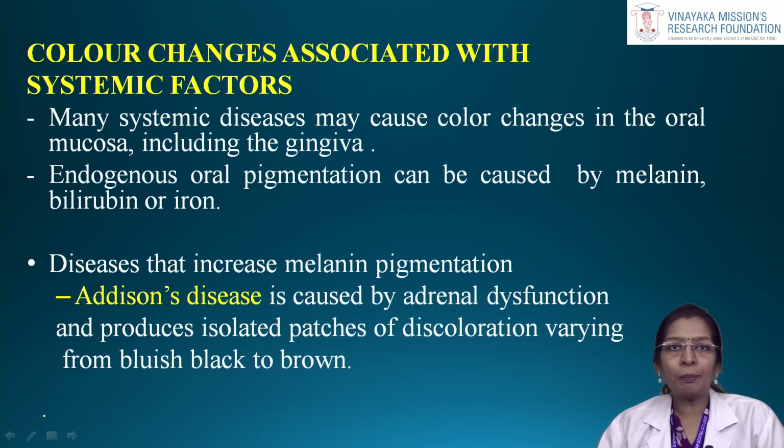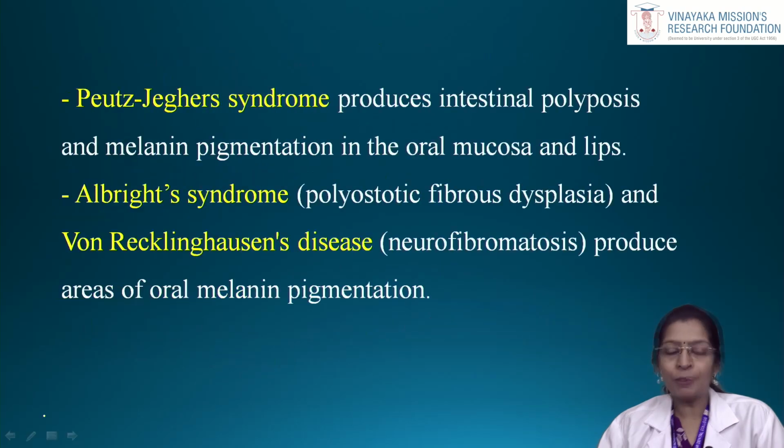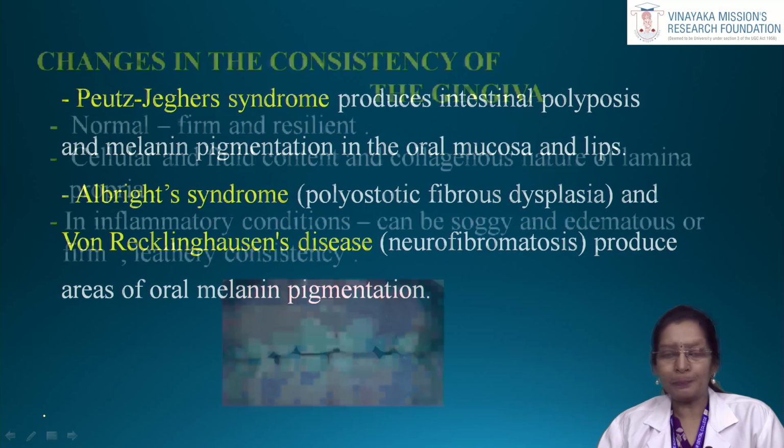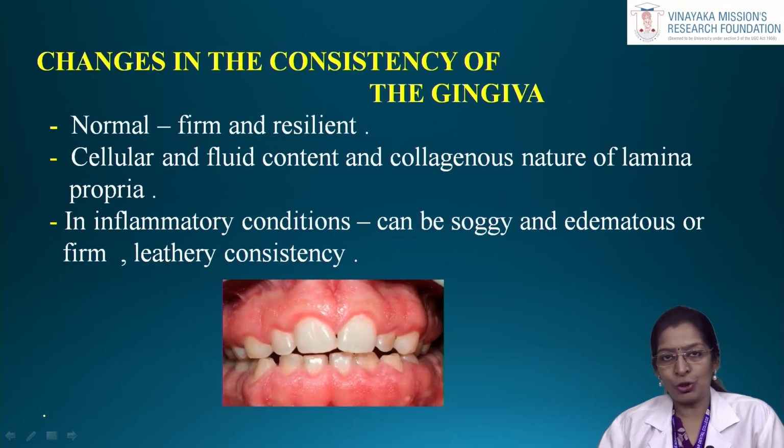The endogenous oral pigmentation can be caused by either melanin, bilirubin or iron content. There are certain diseases which cause an increase in melanin pigmentation, namely Addison's disease, Peutz-Jeghers syndrome, and Albright syndrome. These diseases produce pigmentation in the oral mucosa, lips as well as the gingiva. So, that is all about the color changes.